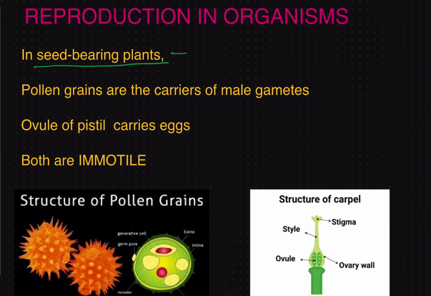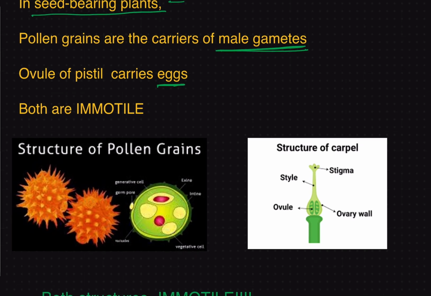In both gymnosperms and angiosperms, the pollen grains are the carriers of the male gametes. The eggs, the female gametes, are located within the ovule of the pistil. So, you can see here, this is the structure of a pollen grain in an angiospermic plant. This pollen grain carries the male gamete as well as additional materials. Now, the female reproductive structure, that is your carpel, carries three things: the stigma, style and the ovule, and within each ovule is located one female gamete, that is the egg cell.